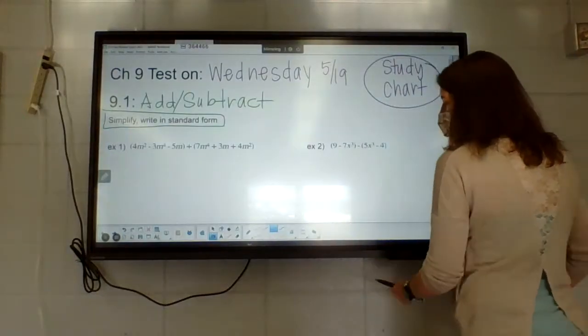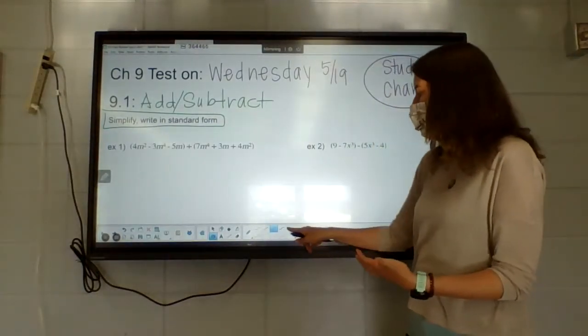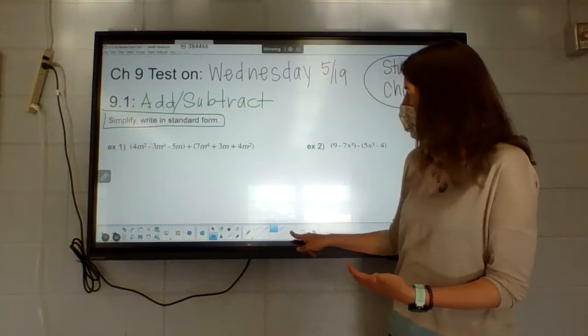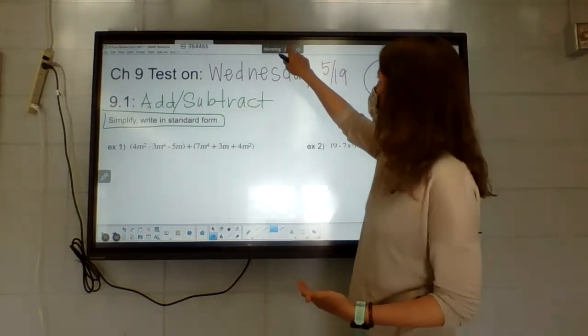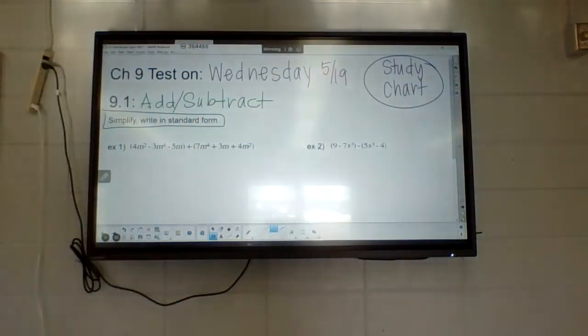terms. So we didn't even really need to distribute anything because distributing a positive really doesn't change anything. Hang on, sorry. Trying to be slick, but apparently not.